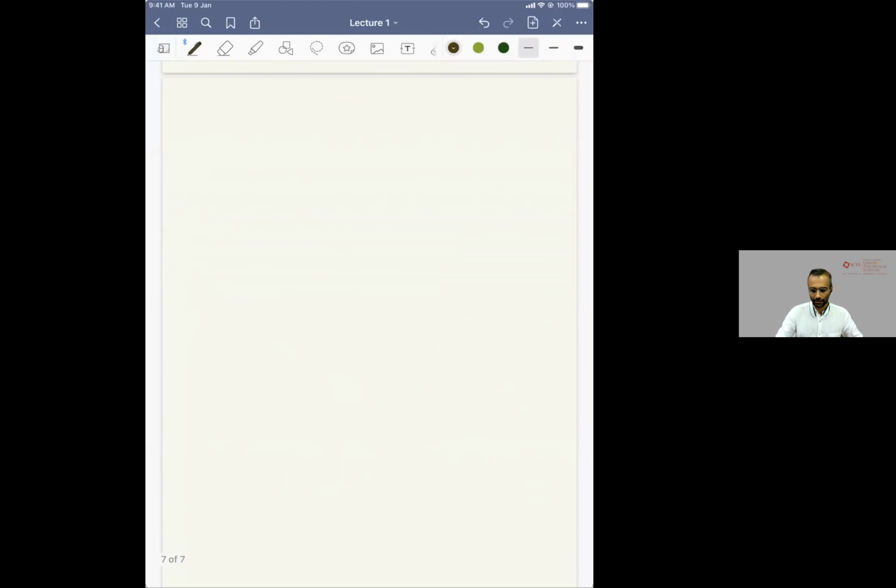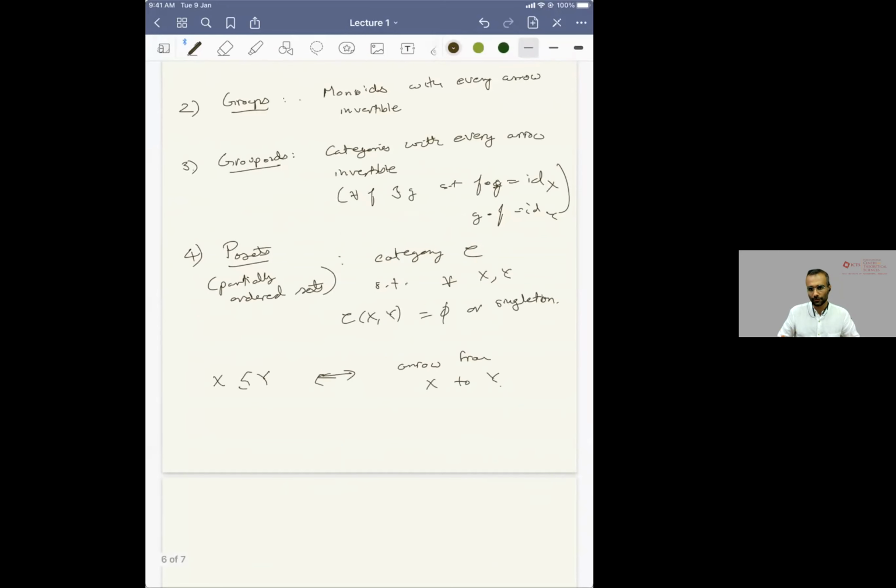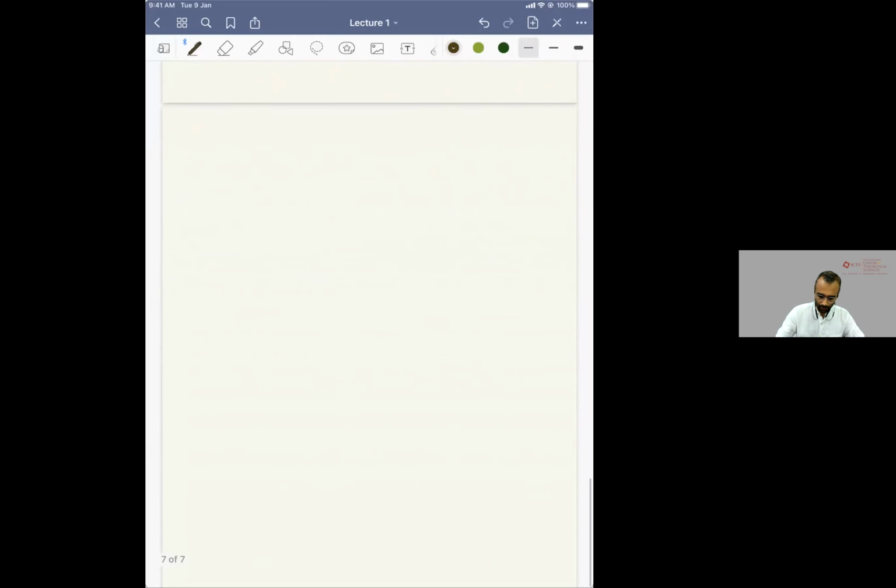So my point here is that we often encounter categories the first time as some way to organize other mathematical objects. But the mathematical objects we're studying are themselves also categories. Right? So categories are quite universal in that sense. Okay, so we'll use this as we go along.